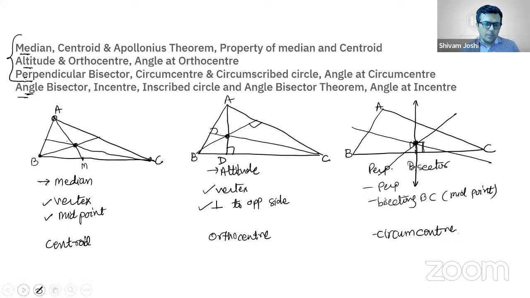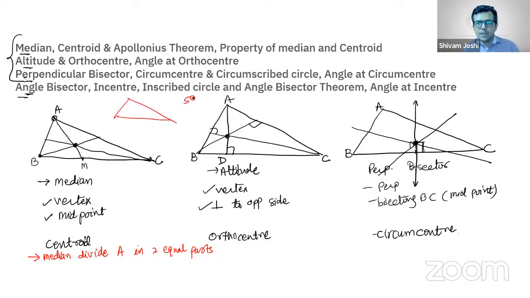Now, when it comes to properties of median, I'm talking about the property of median. So median divides the area of the triangle into two equal parts. So suppose there is a triangle here. If I tell you that the area of this triangle is 50, if you drop a median, this 50 gets divided into two equal areas of 25, 25. Correct? That's the property of median.